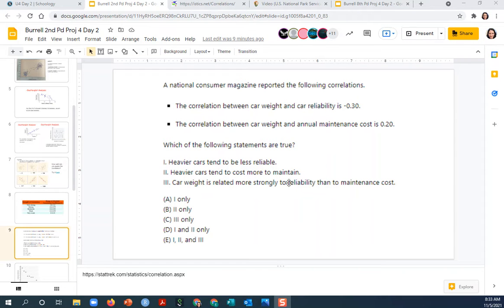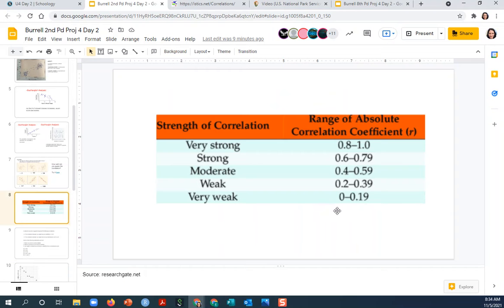So there should be a positive correlation between the heaviness and the cost. Is that true? Yes. Now, if we go back, we'll see that they're both pretty weak correlations, right? They both land in the weak range, but they're still correlations.